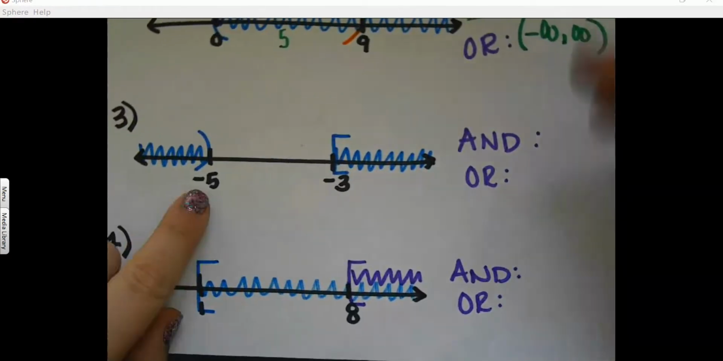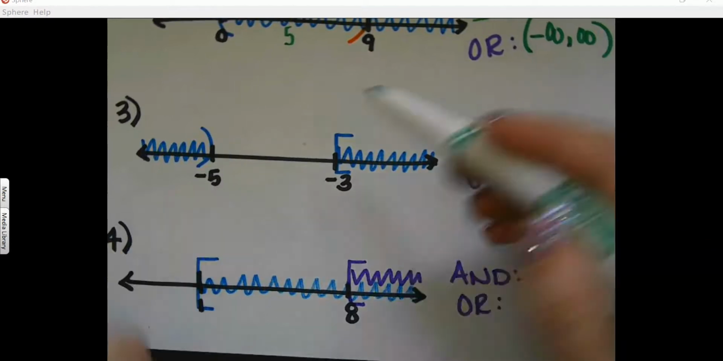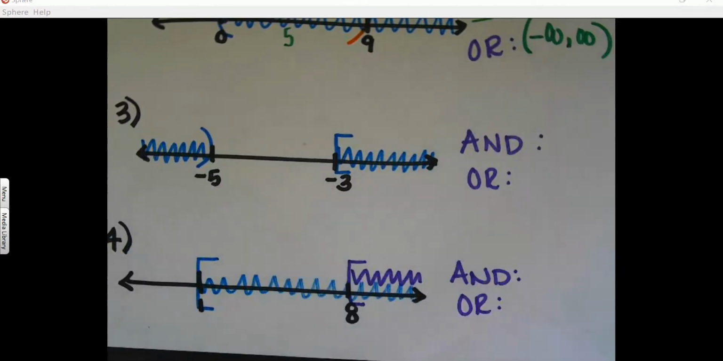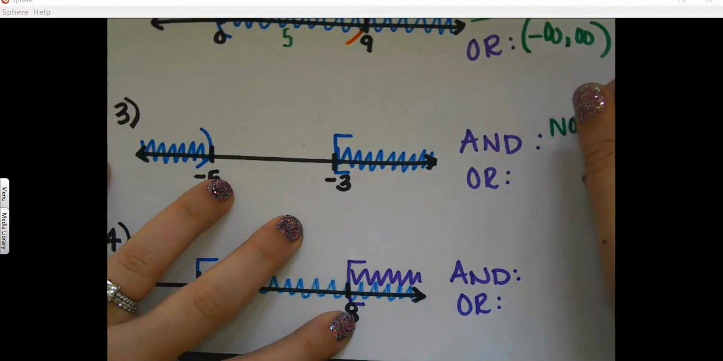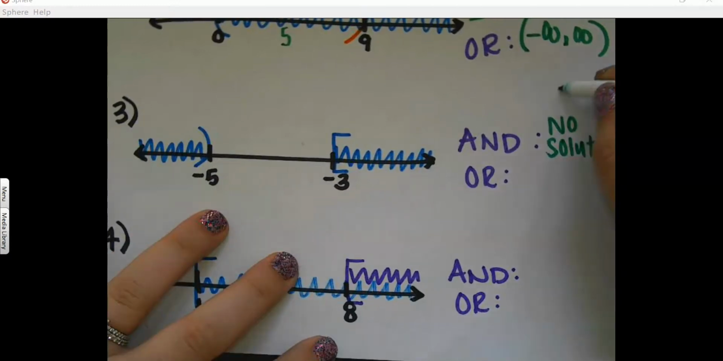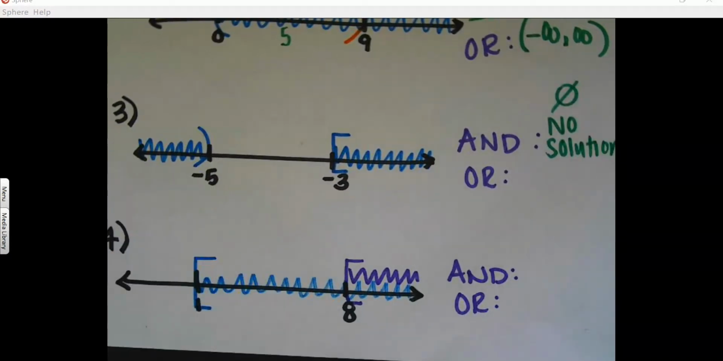Okay, so and. We want to see where the solutions both go. And there would be none. So this one would be no solution, or we can call that the empty set, or a 0 with a slash through it.